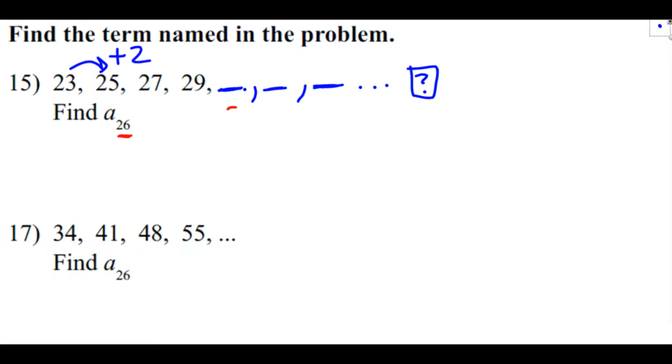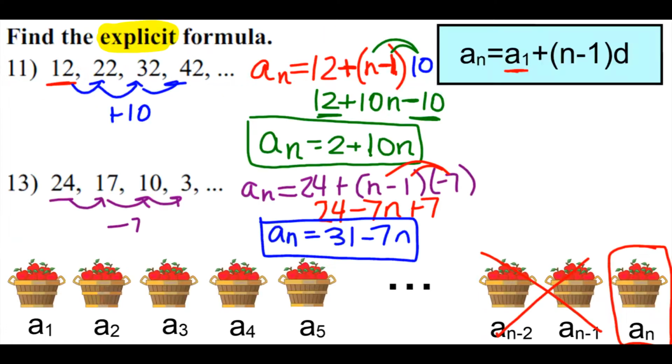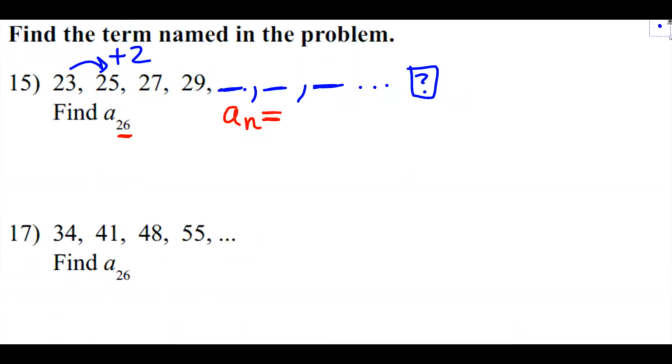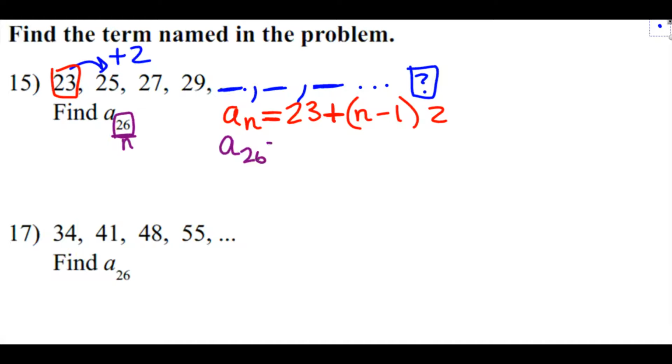So think about the explicit formula for the nth term. Let's look at it again. You take the first term, so the first term is this 23, plus, think about the formula in that blue box, n minus 1 times d, in this case 2. All right, now this problem goes one step further because we know what the n number is. This is the n number, 26. So if we're finding the 26th term, we can actually go ahead and plug that in.